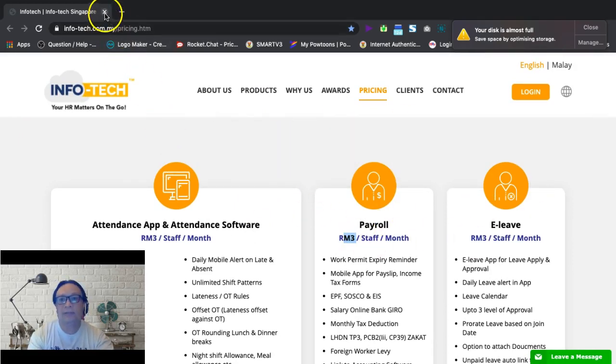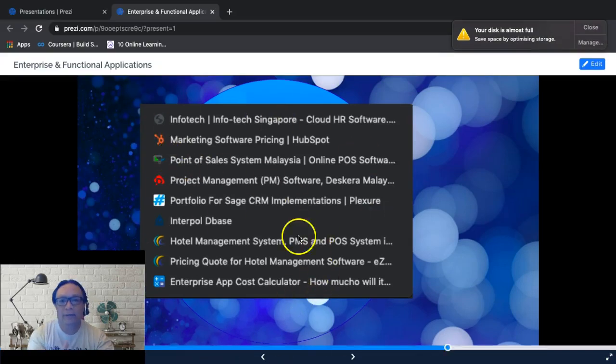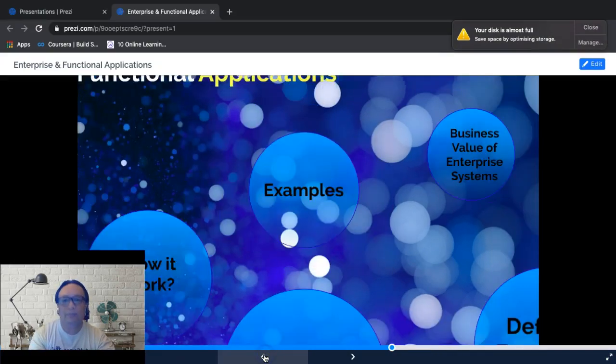So this is an example of enterprise and also functional applications where you can get them. You can get them from the internet. You can Google and evaluate which one is more proper for your organization. So that is what this example is all about.